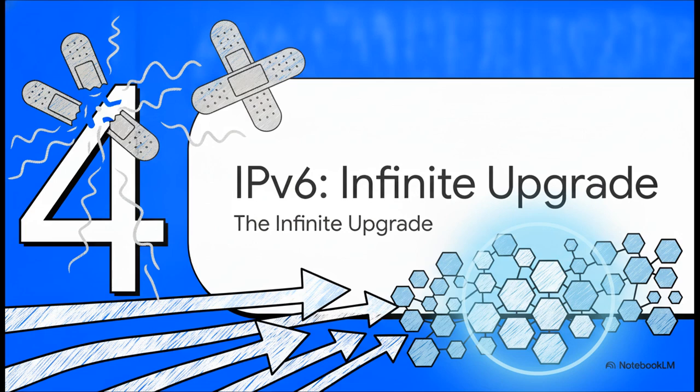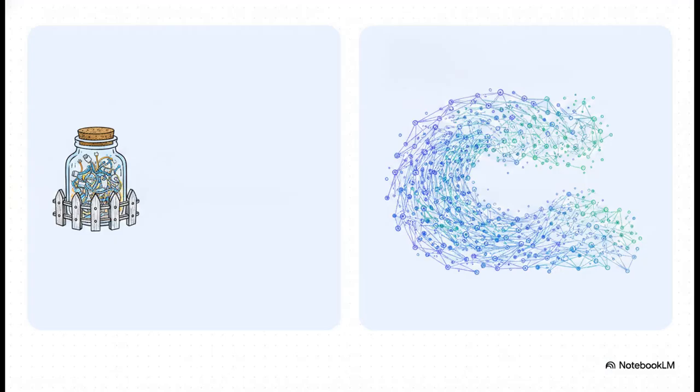All right, Section 4, IPv6, the infinite upgrade. So subnetting and CIDR were a fantastic band-aid. They literally kept the internet running for decades. But they weren't a permanent cure. Right now, we're transitioning to the ultimate fix, which is IPv6.